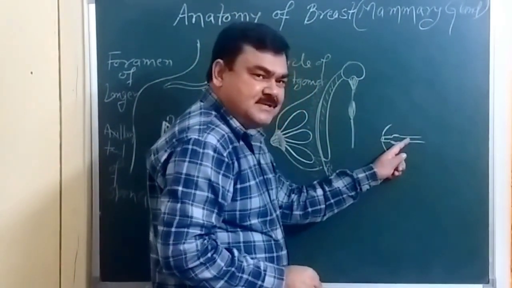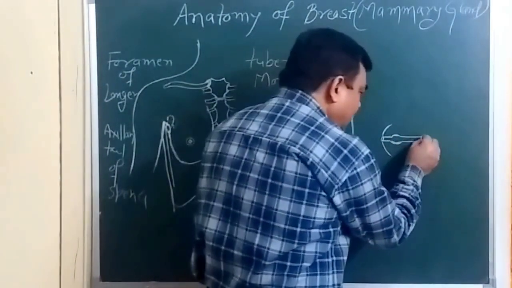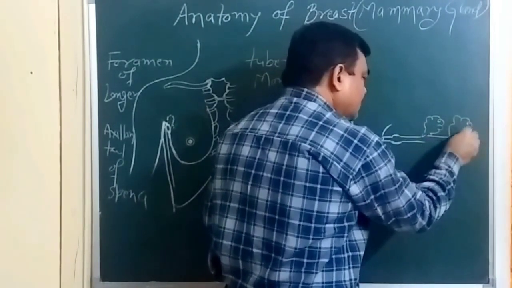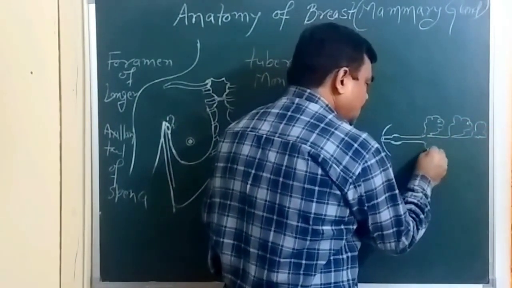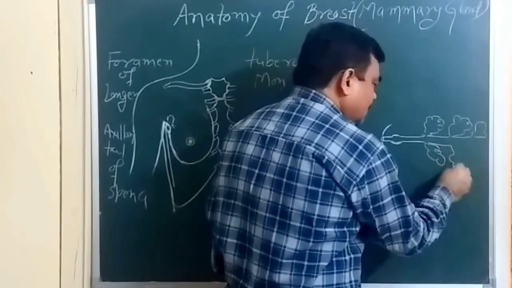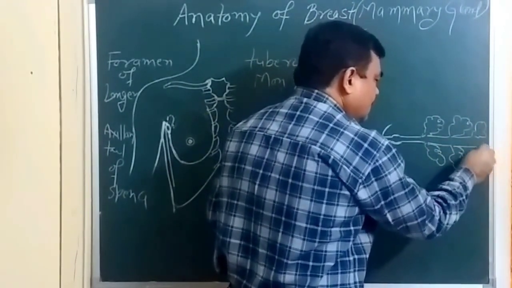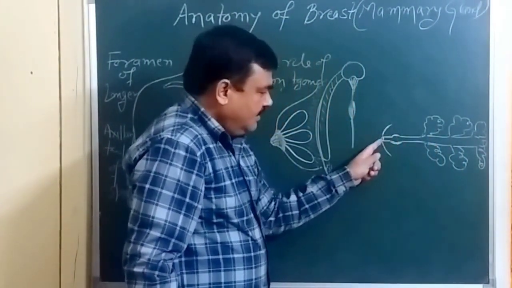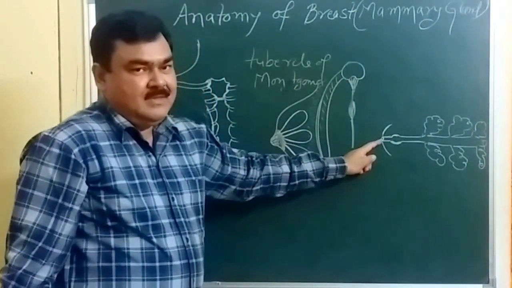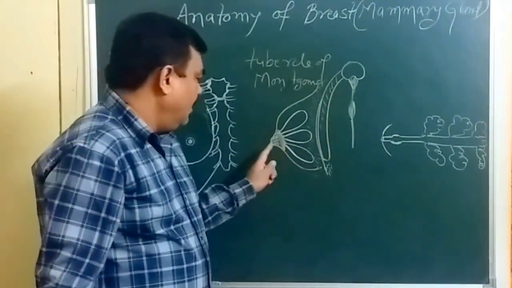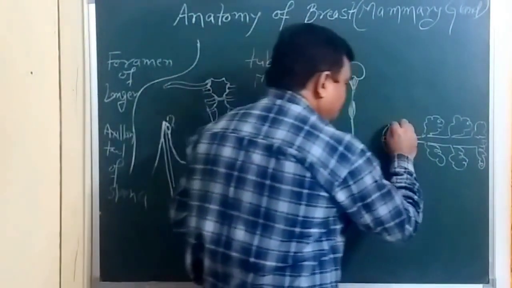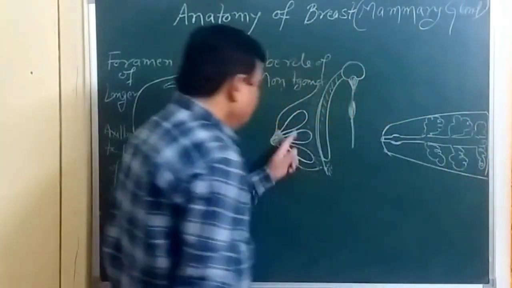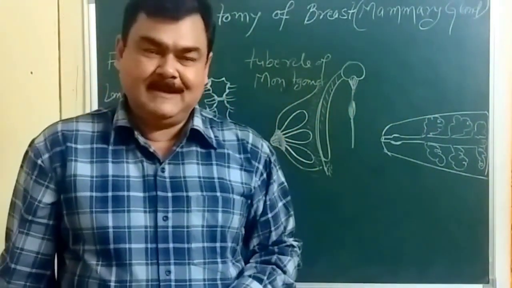So this is the lactiferous duct, this is the lactiferous sinus, and here are numerous alveoli which secrete milk, which passes through the lactiferous duct and reaches up to the summit of this nipple. So this is one lobe. So it has 15 to 20 lobes.